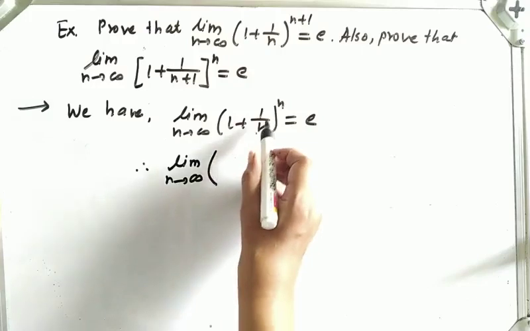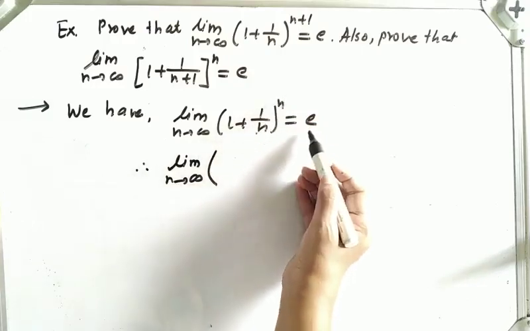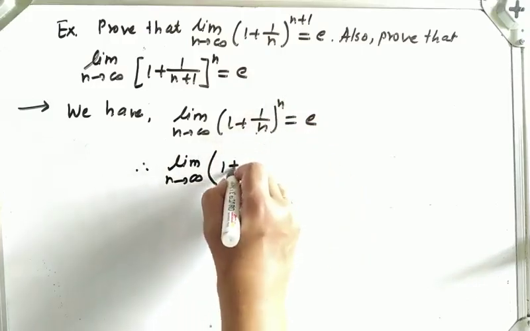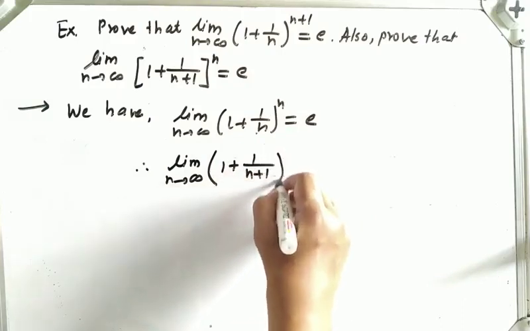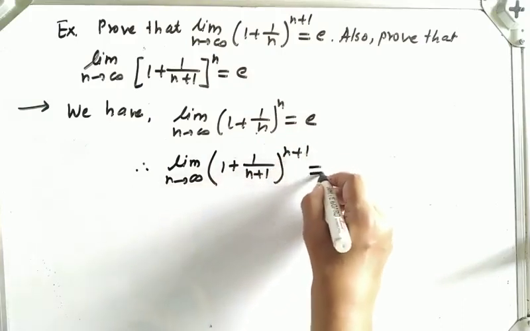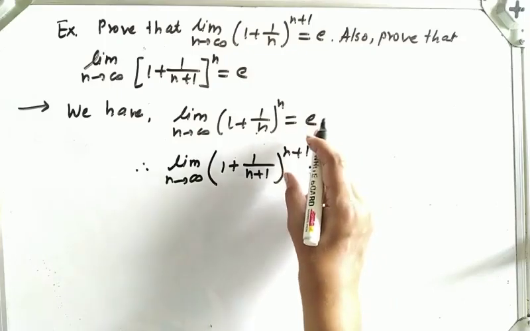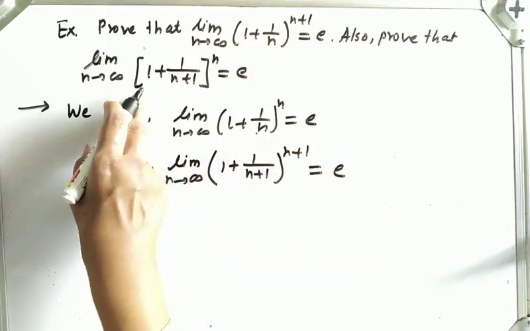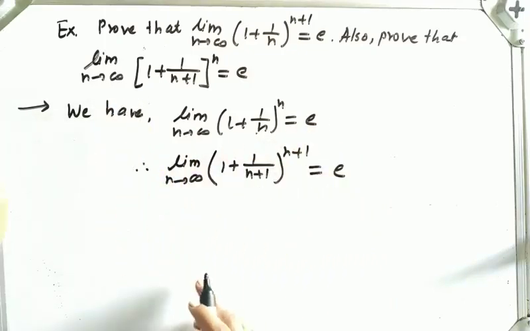If we replace n by n plus 1, the result will be the same, that is, limit n tends to infinity of (1 plus 1 upon n plus 1) raised to n plus 1 is also e. Okay, we have this. Now let us consider the left hand side, which is the part we have to prove.